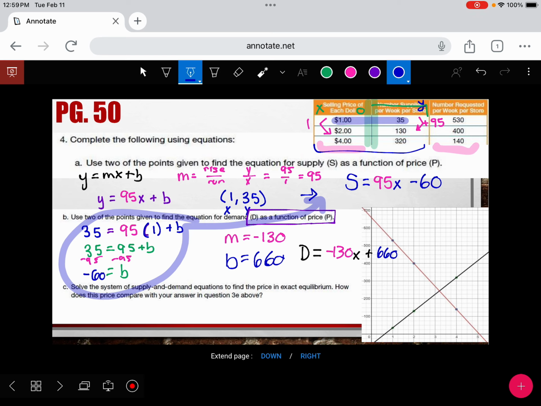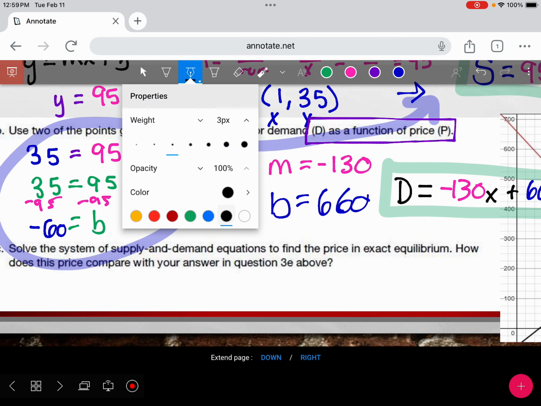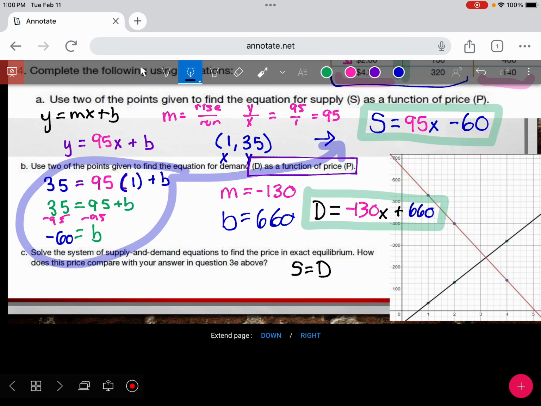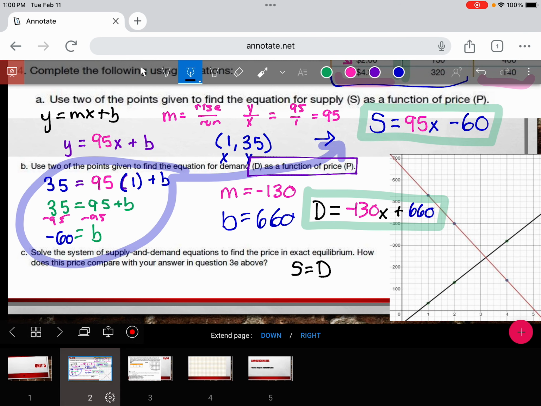What we're going to do next is try and solve and figure out that equilibrium point, that point where they cross, that solution. So we want to know the solution to the system between these two equations. I've got my supply equation here and my demand equation here. And we want to know the equilibrium, also known as when supply equals demand. We want to know when they cross each other. What can I do to try and solve that system right there?